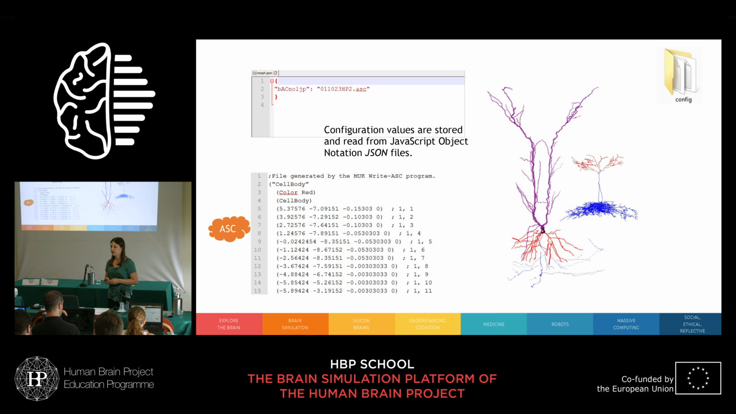There's a config folder where configuration values are generally stored in and read from JavaScript Object Notation, so JSON files. In this configuration folder, you will find a file named morph.json, where the morphology used in the optimization is specified. In this case, we are using an ASC file for the morphology.